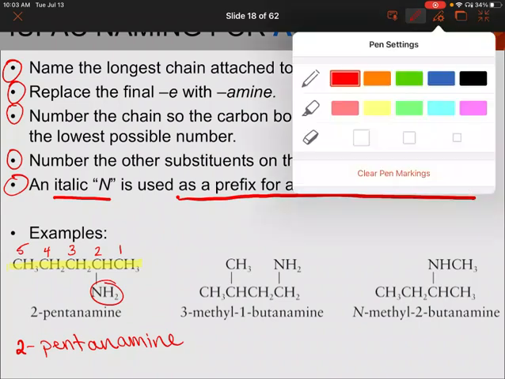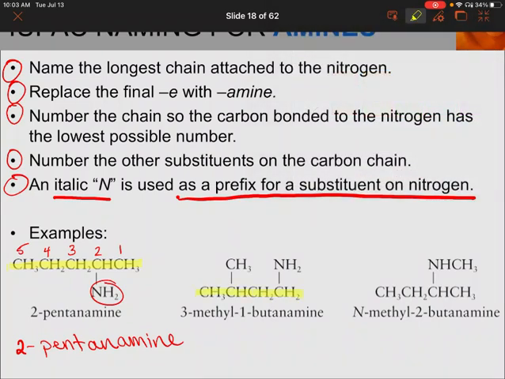Now, in our second example, let's find the longest carbon chain. Easy peasy. Then we're going to number this so that the nitrogen has the lowest number possible. So that would be a 1. Now there are 4 carbons total, so normally we would call this butane, but because we have a nitrogen there, we're going to replace the E with amine. So that's butanamine, and the nitrogen is attached to carbon 1. So 1-butanamine. And then we have this methyl group that's attached to carbon 3. So we're going to put 3-methyl in front of that.